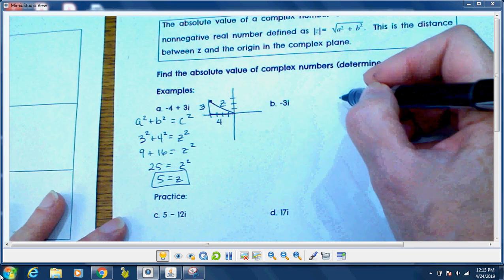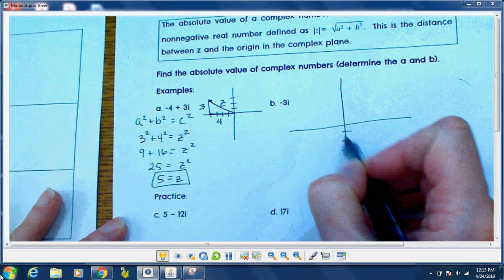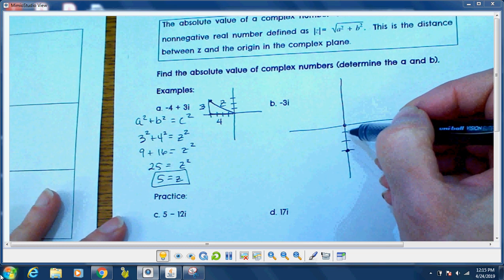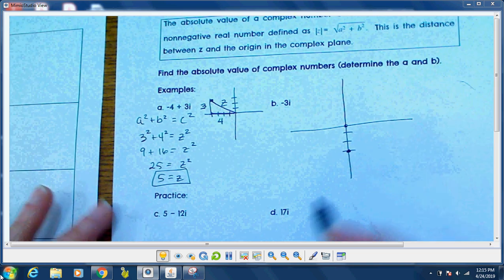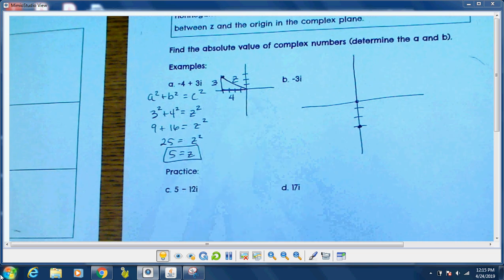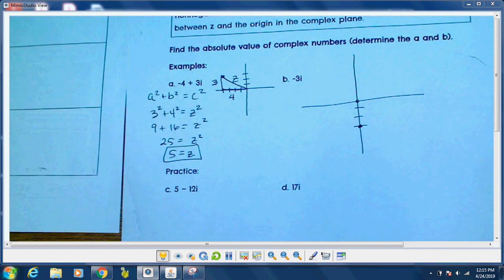For this, it's just a straight line, so the distance is pretty easy to find. It's negative 3i. You're finding the distance from the origin to that. 1, 2, 3. For this C, you're going to need to set up a triangle to help you. Okay, that's your help for this particular activity.